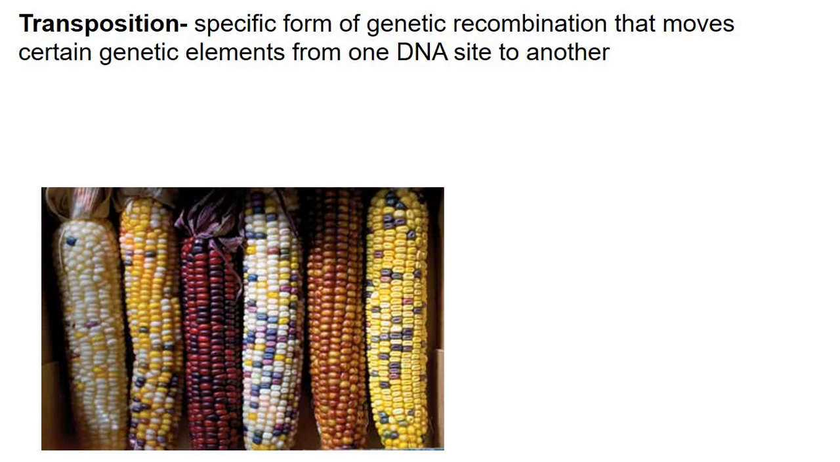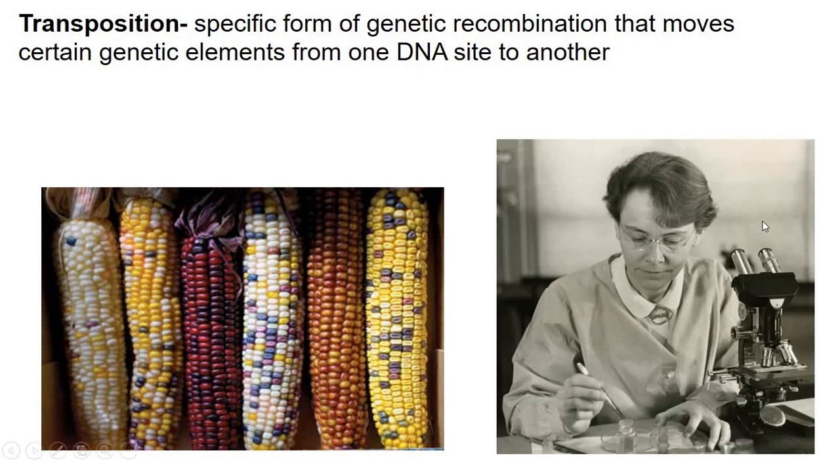Okay. So this was about site-specific recombination. The next type of recombination is transposition, or transposable elements, and how they can modify the genome at different sequences. This is a specific form of genetic recombination that moves a genetic element from one site in DNA to another.